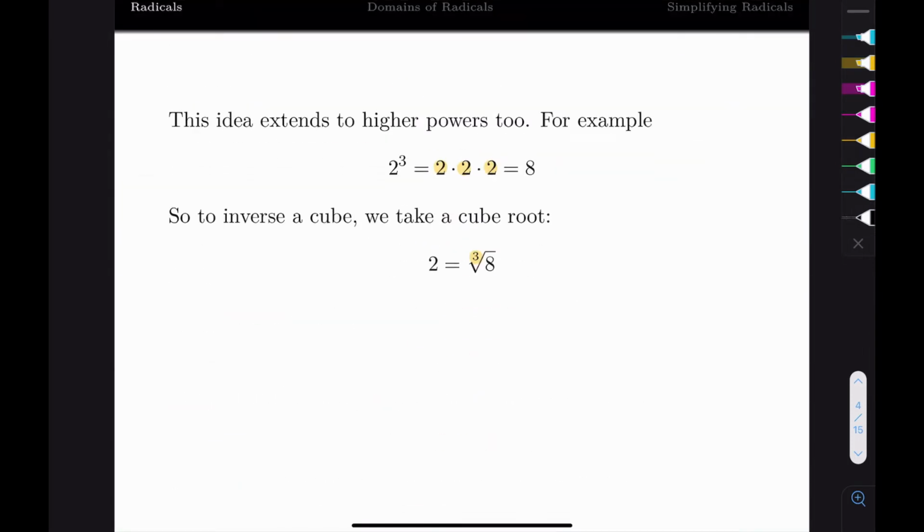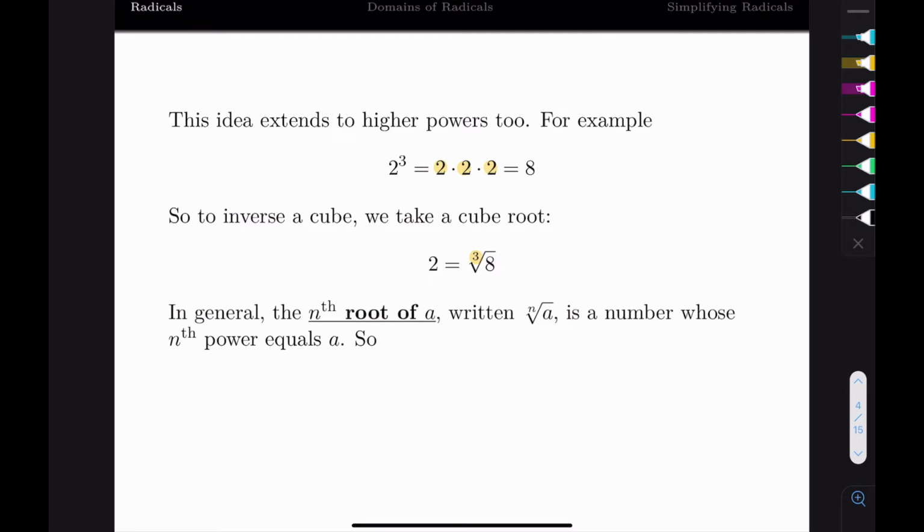So really, in general, the nth root of some number a, which is written with an n right here in this little bracket, is a number whose nth power equals a. So what we can say is that we have the nth root of a equals b. You can rewrite as an expression by instead raising both of these to the nth power. So the nth power and n root cancel each other out and give you a is b to the n. So we're always able to go back and forth between these.